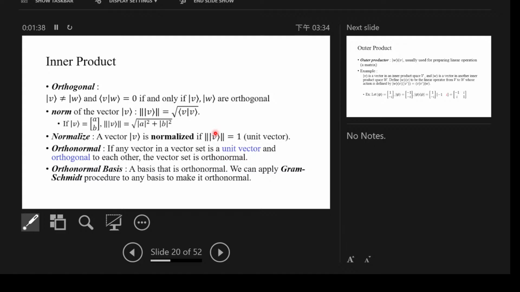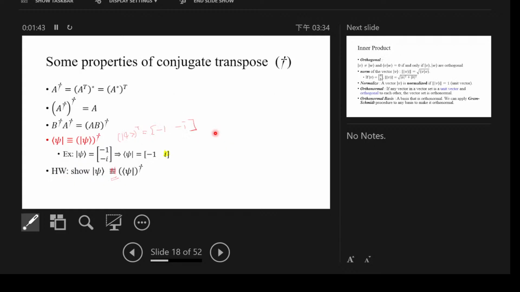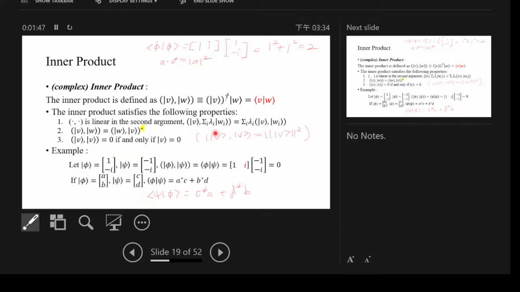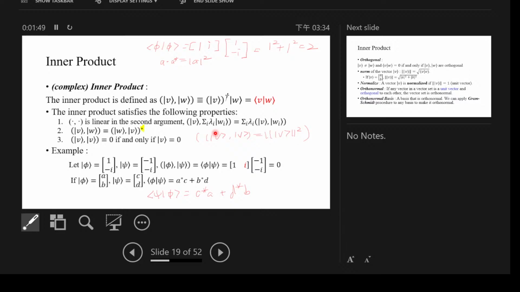Okay, so we are talking about linear algebra and Dirac notation. Last time we stopped here. We are seeing inner product. Inner product is a concept that you should probably learn in your linear algebra course. But here, our inner product is a bit different from what you might learn in your sophomore year because we are in complex vector space.